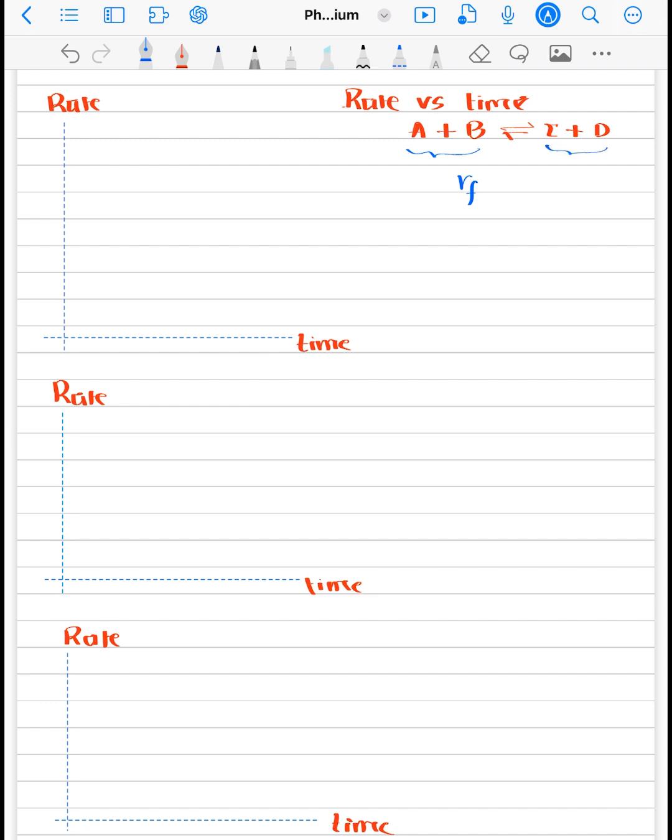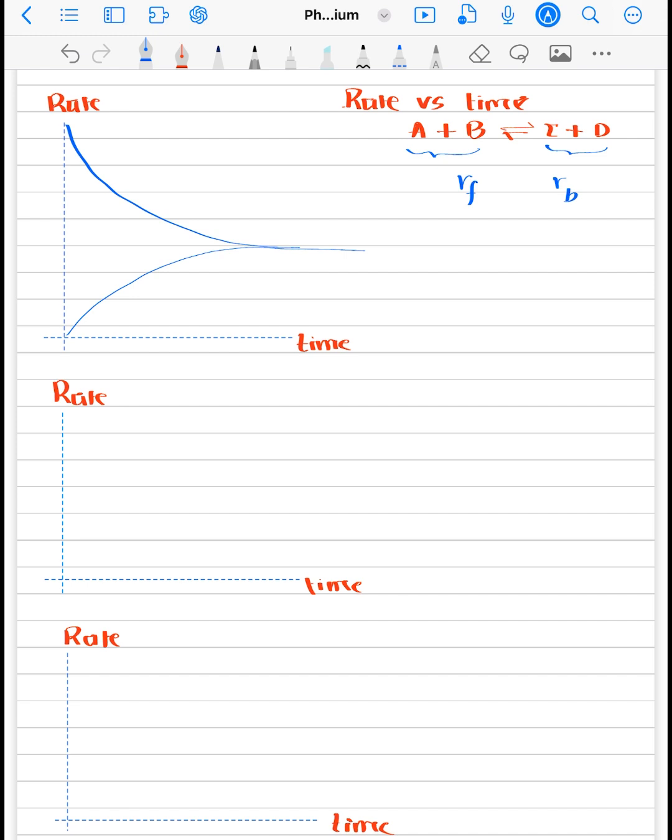On the other hand, C and D can react to give rise to A and B. The rate at which these will react, we will give it as RB, right? So now only one of these graphs is going to be considered as a graph which states that the reaction is in equilibrium. Please do note, as time passes, the rate of reactant goes on decreasing. On the other hand, this is the nature of what you will get.